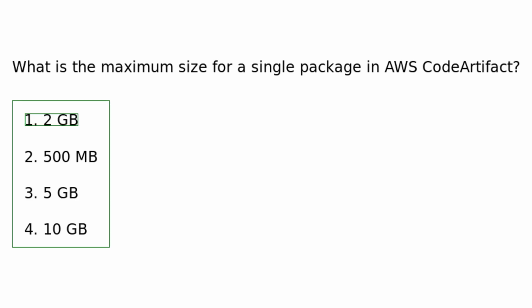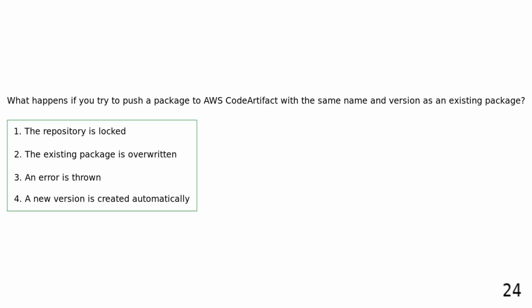AWS CodeArtifact supports a maximum size of 2 GB for a single package, which accommodates most common software packages. What happens if you try to push a package to AWS CodeArtifact with the same name and version as an existing package? The repository is locked. The existing package is overwritten. An error is thrown. A new version is created automatically.